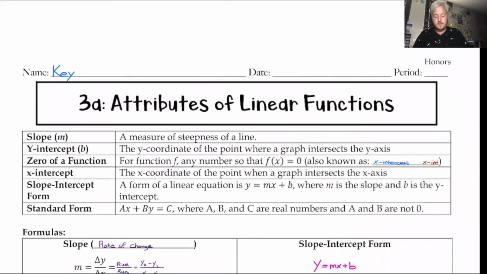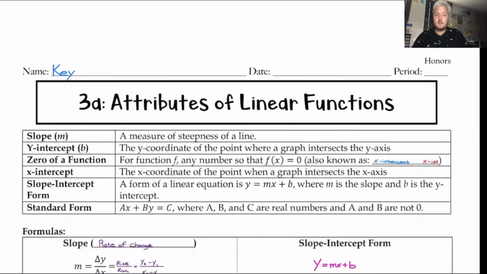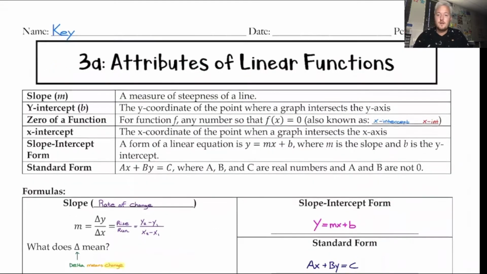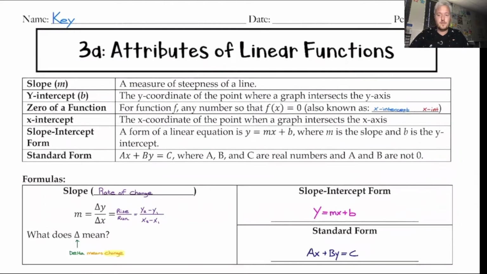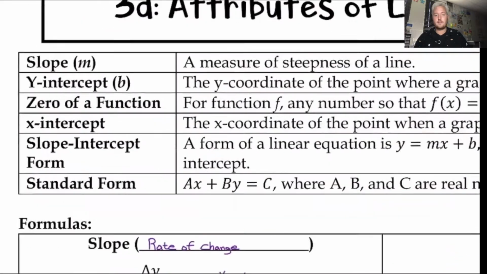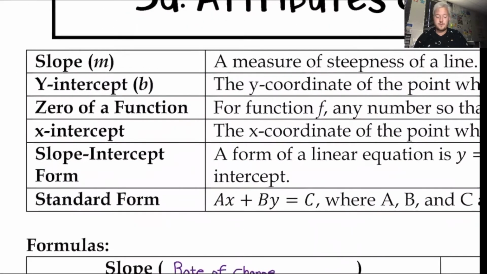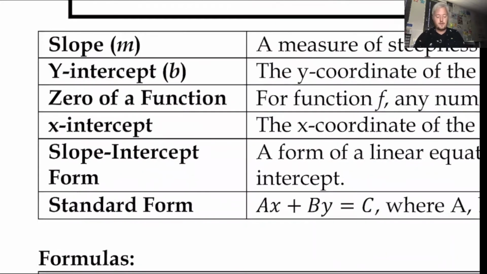Hello, everyone. All right, so this is going to be the beginning of Unit 3. Unit 3 really talks about a lot of graphing. More specifically, we're going to be graphing a lot of linear equations. So just some vocab before we really get started. We're looking at the attributes of linear equations, things like slope, the intercepts, and different linear equation forms.